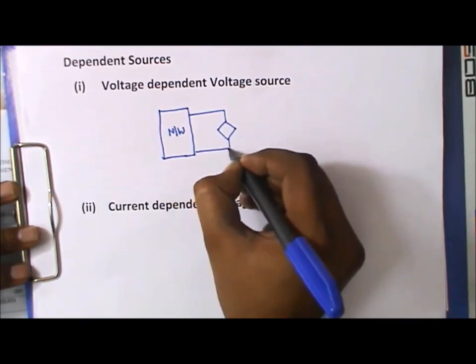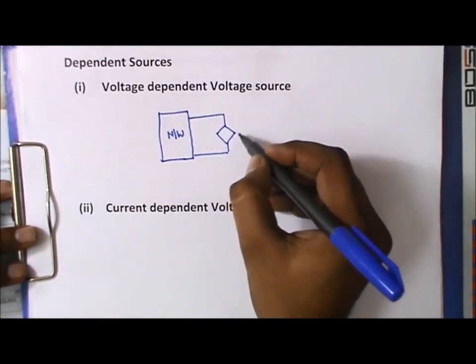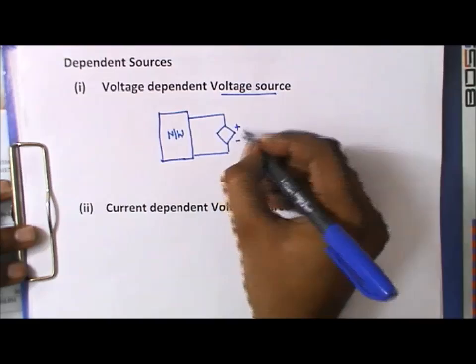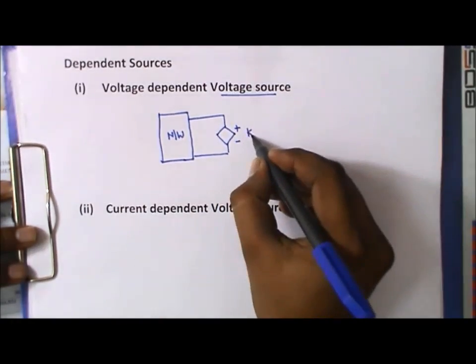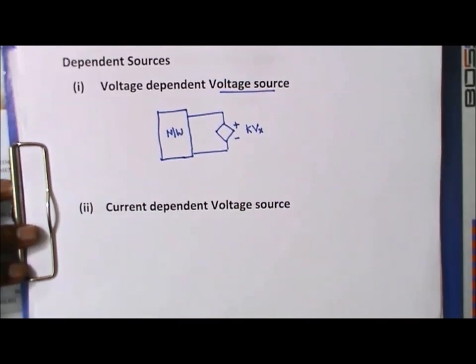A dependent source is always shown by a diamond shape. This diamond-like shape has a plus and minus because it is a voltage source, and it is voltage dependent, so K times Vx. So what is Vx?